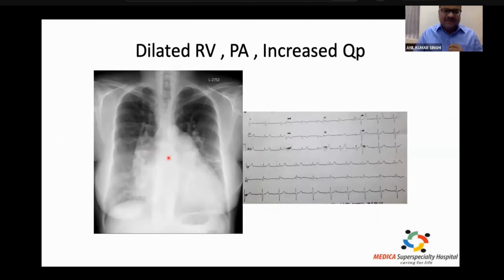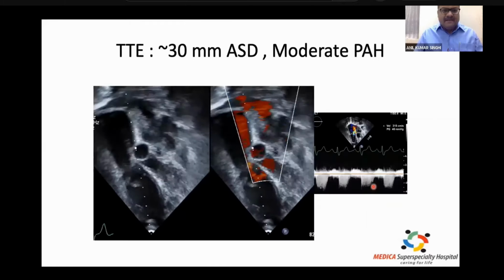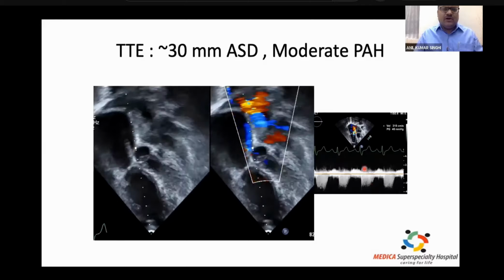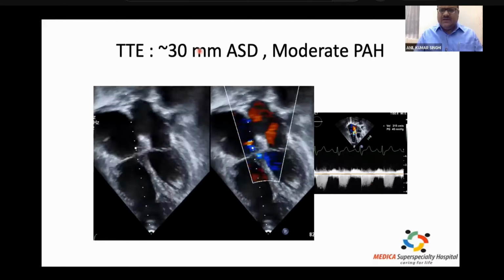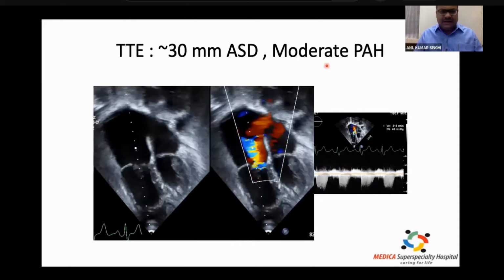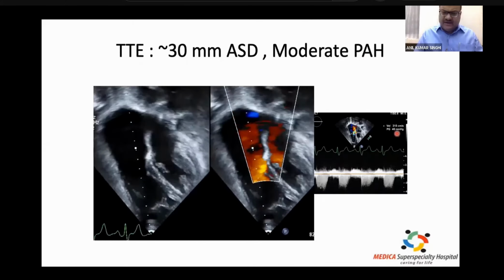Again, in X-ray there is cardiomegaly, PA dilatation with increased flow. We can see the end-on vessels. So in transthoracic echo, we got a 30 millimeter ASD with moderate PH. You can see RVSP 40 plus RA. RA and RV significantly dilated.